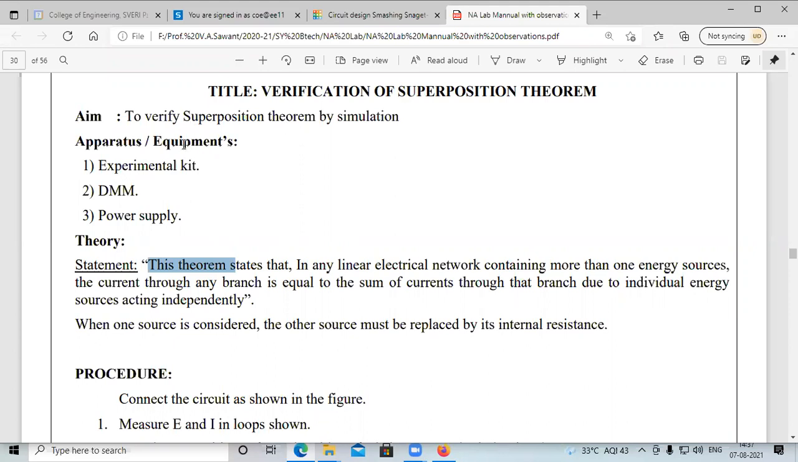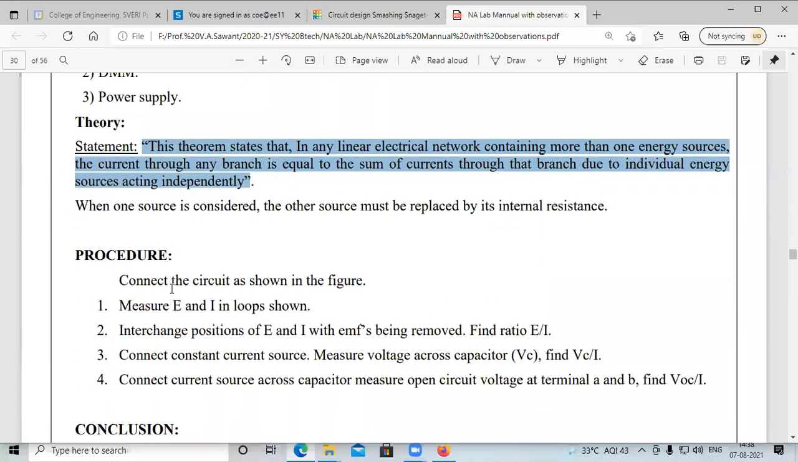So the aim of this practical is to verify the superposition theorem using a simulation, or by using any one of the software. It is verified both theoretically and practically. Theoretically verify करायचे, practically पण verify करायचे. Okay, so to verify the superposition theorem, its statement is given here.